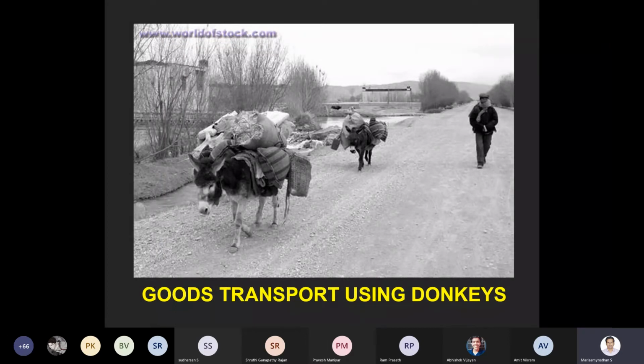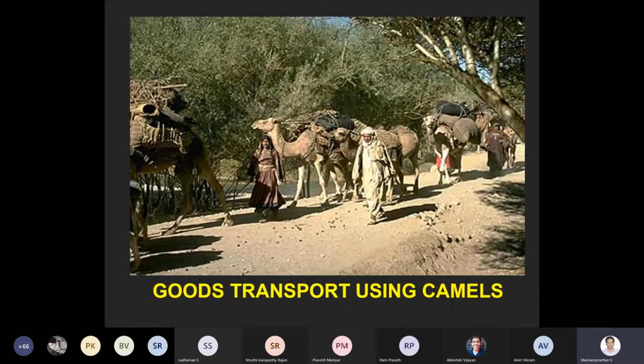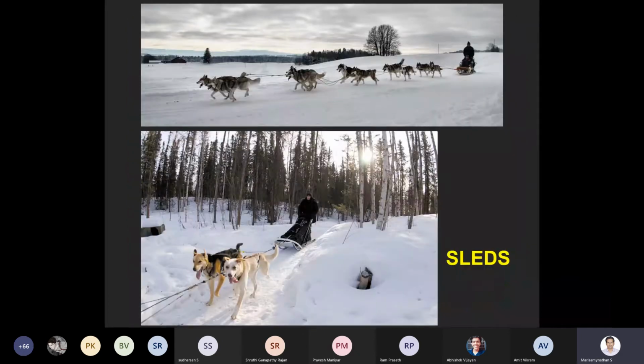These are some of the existing pictures of how donkeys and camels are used. Still we can see them in some areas, and other animals are also used in India. Then the sleds. These are the things they have used so far, everything without technical contributions.